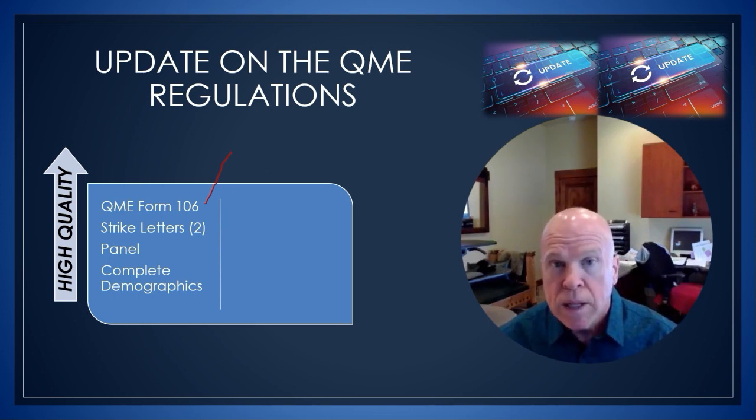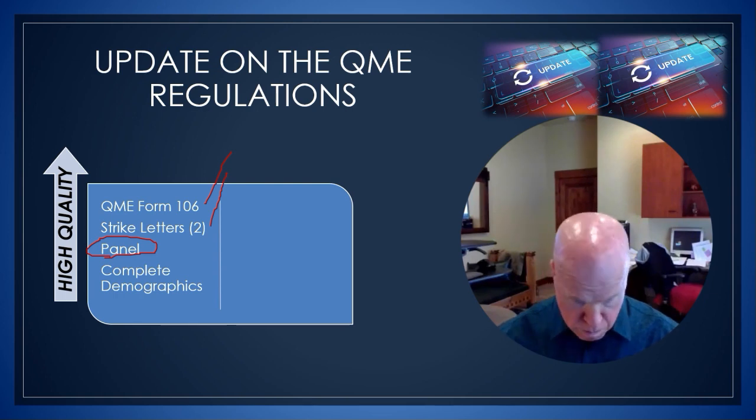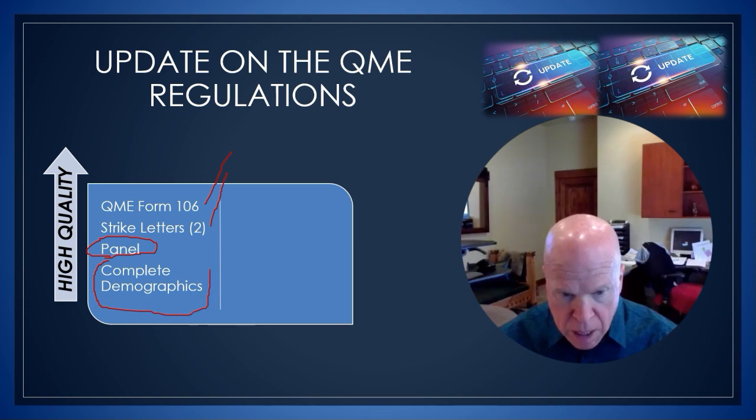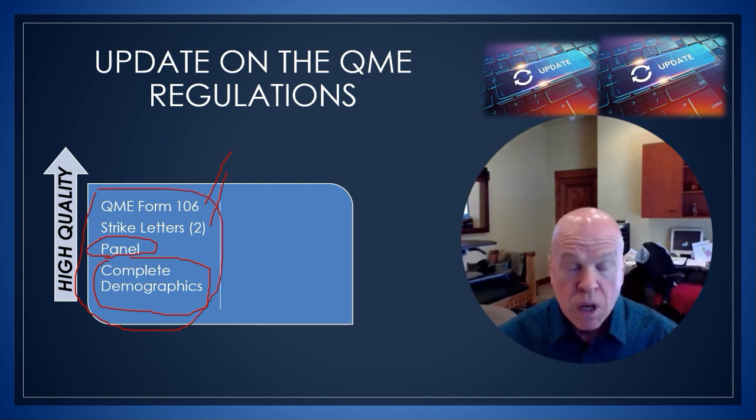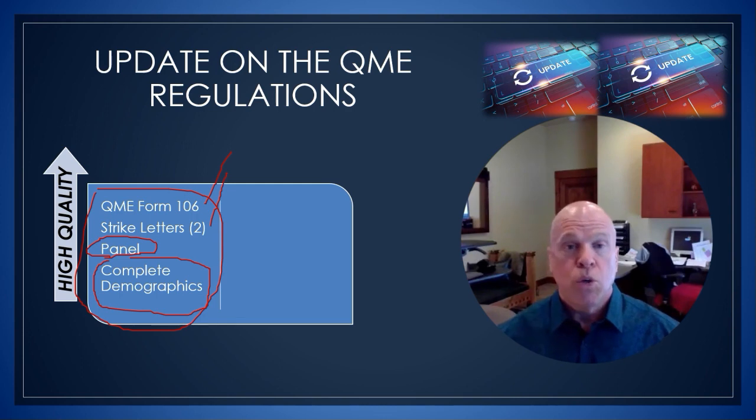When you get 2 strike letters from the parties, and each of the parties have the strike letters of the other party. They have them, okay? And they will send them to you if you insist that they do. You get a copy of the panel, and everything appears to be consistent throughout the panel. You get a copy of complete demographics, and the parties, through the submission of all of this documentation to you, confirm that they have no objection to moving forward with you as the evaluator. This is the best you can do.